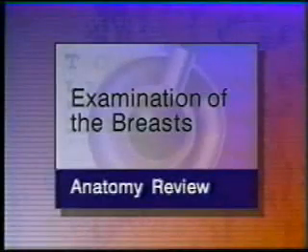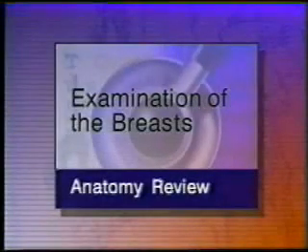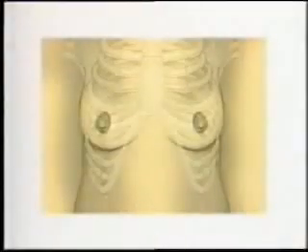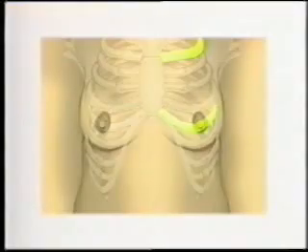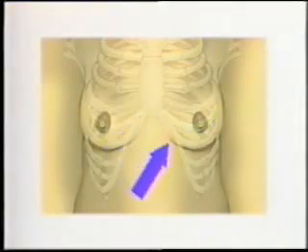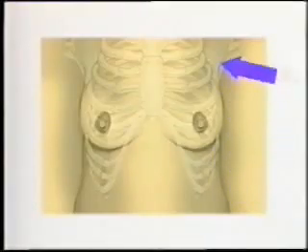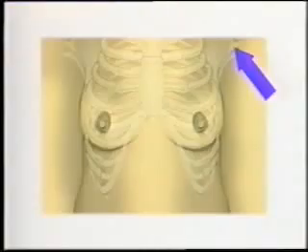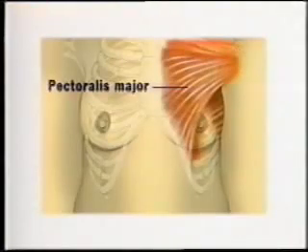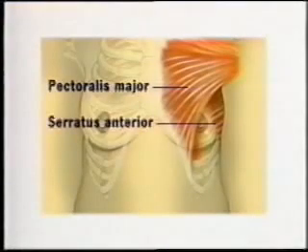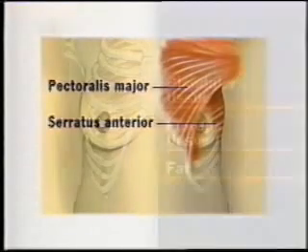Before examining the breasts, let's review the important structures. Each female breast lies between the second and sixth ribs and between the sternal edge and the mid-axillary line. Note that the tail of the breast extends into the axilla. About 2/3 of the breast overlies the pectoralis major. The other third is superficial to the serratus anterior.